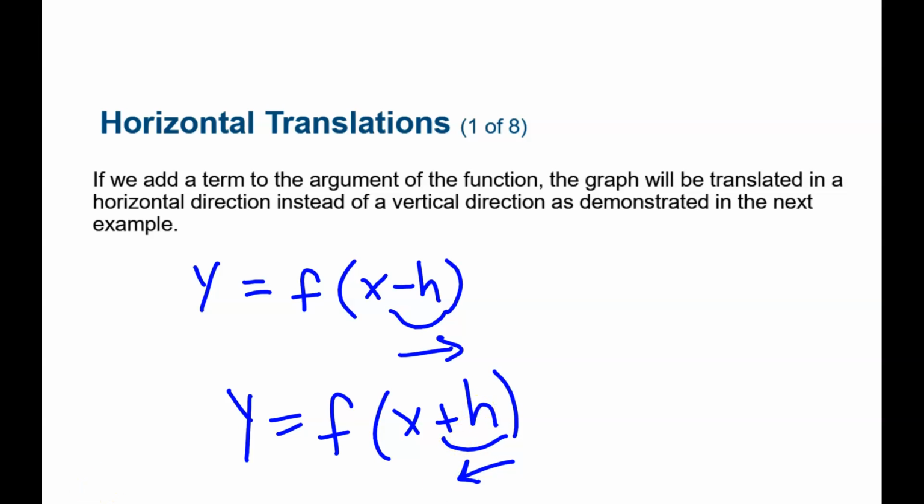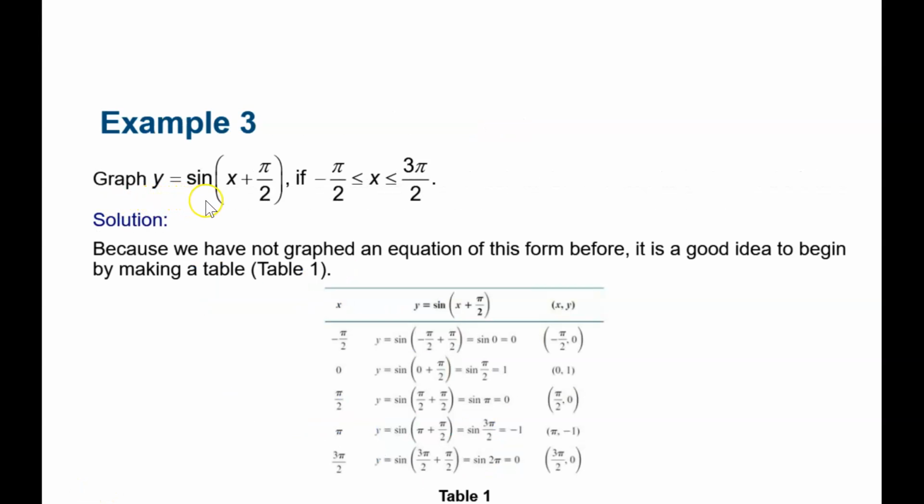Let's graph y equals sine of x plus pi over 2 if x is between negative pi over 2 to 3 pi over 2. Because we haven't graphed an equation of this form before, it is a good idea to begin by making a table of values. For x equals negative pi over 2, 0, pi over 2, pi, 3 pi over 2, here are the values of y. And we're going to plot these points on the graph.